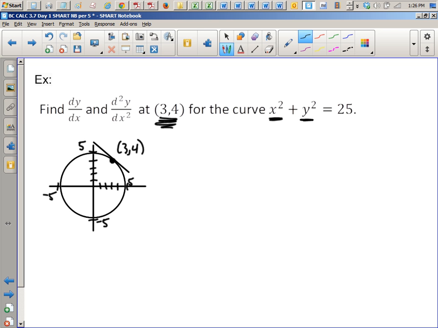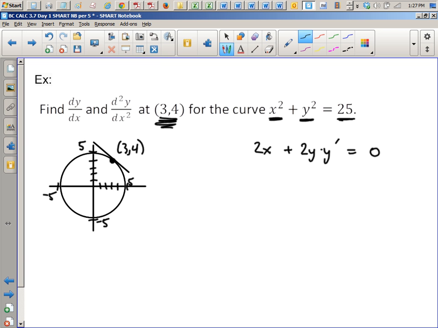So I need to ask, what is the derivative of x squared? What is the derivative of y squared? And what is the derivative of 25? That's what I need to do. Okay, so what's the derivative of x squared? 2x, right? Careful here. What's the derivative of y squared? I told you what to say. 2y prime. Can't say 2y. And what's the derivative of 25? 0, right?